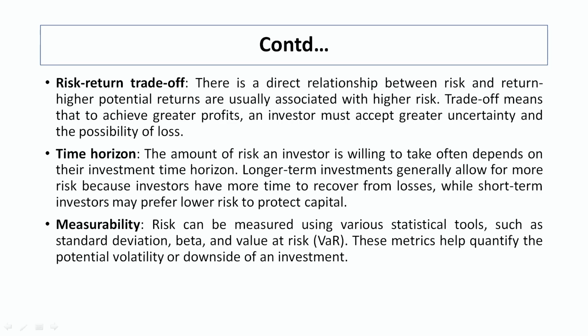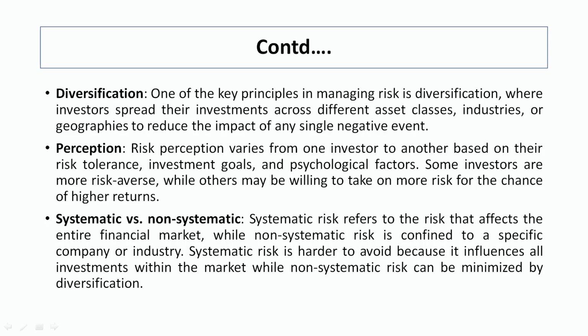Measurability: risk can be measured using various statistical tools which you are going to study, such as standard deviation, beta, value at risk and other measures available to quantify the amount of risk associated with the instrument. Diversification is a major component when we talk about risk. If we diversify our portfolio or our investment, we are going to minimize or mitigate the amount of risk associated with the instrument. So we need to identify instruments which have negative correlation, and different industries and different geographies where we can diversify the investment.